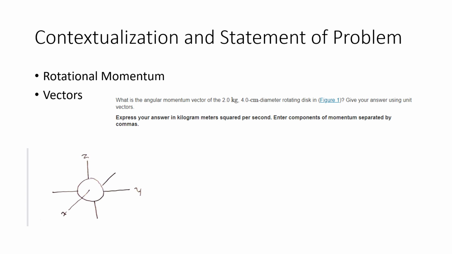So the question asks what the angular momentum vector is for a 2 kilogram, 4 centimeter diameter rotating disk that we can see in this figure. We know that it's rotating like this over the x-axis at 600 RPM. And basically, the question wants us to show the values of each vector here.